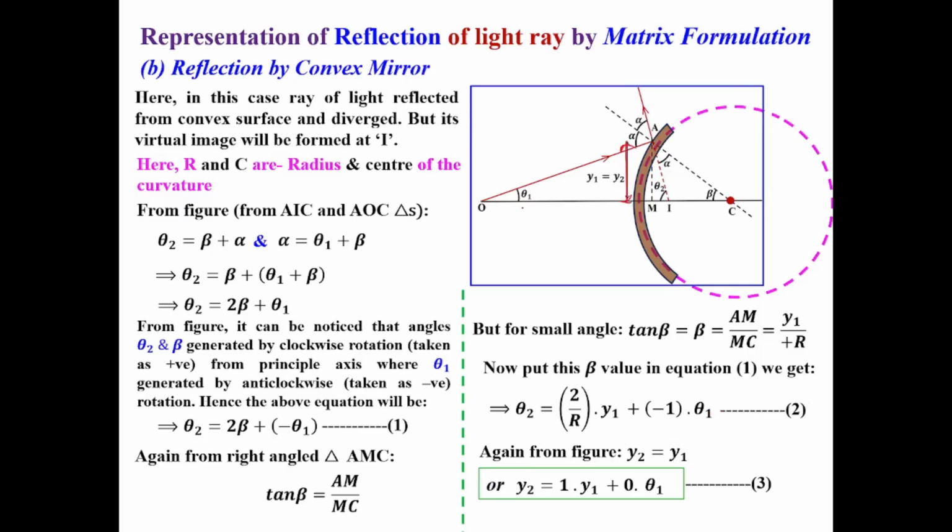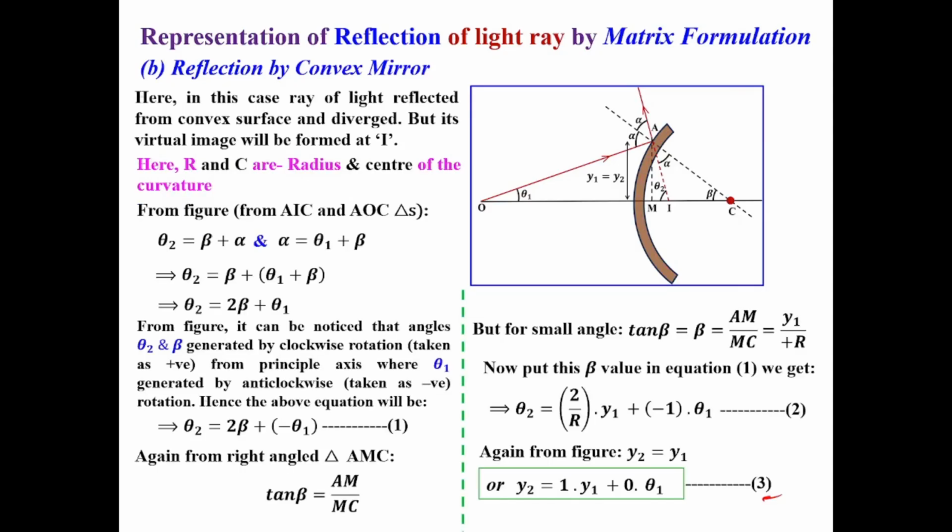That means for object information the height is Y1, and for image information this height is Y2, and both are the same, Y1 equal to Y2 or Y2 equal to Y1. This Y2 equal to Y1 equation can be written as Y2 equal to 1 into Y1 plus 0 into theta 1. Let this be your equation number 3, right?